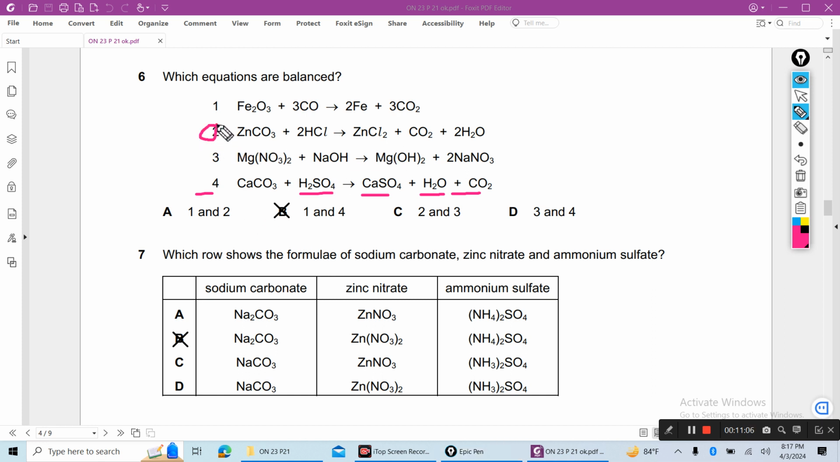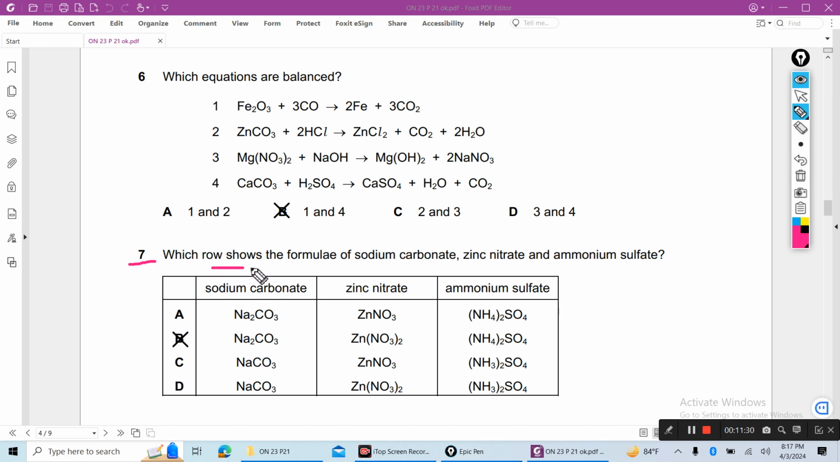2 is the wrong answer. Why? Here hydrogen is 2, but here it is 4 hydrogen, so this is not balanced. This is wrong. Why is 3 wrong? Here magnesium 1, 1, sodium here is 1 atom, but here 2 atoms, so this is wrong.